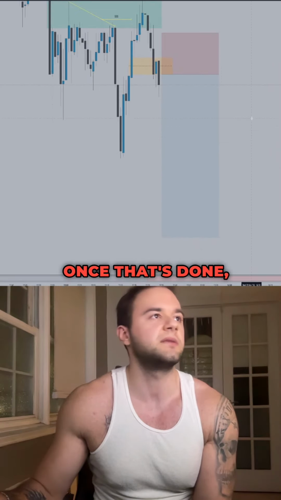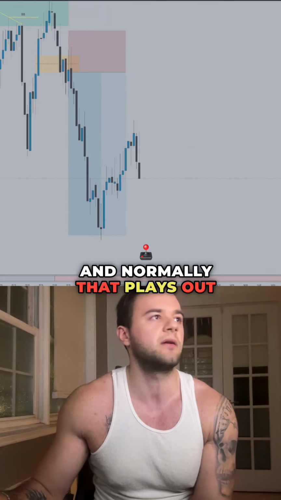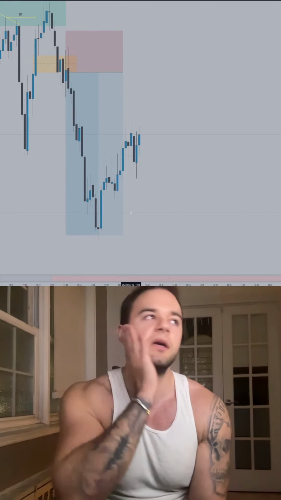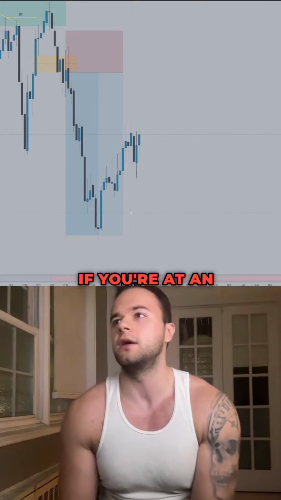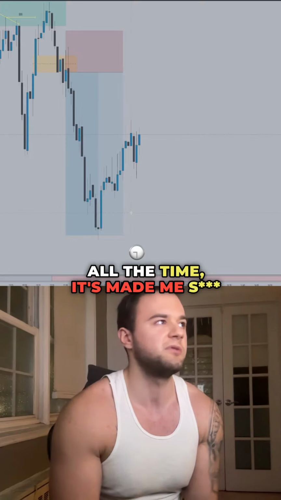So once that's done, you're going to place your trade. You're going to wait for the tap in. And normally that plays out around 50 to 60%, maybe 70, depending on whether you have an overall bias. But it's one of my favorite setups. I take profits on it all the time. It's made me money.